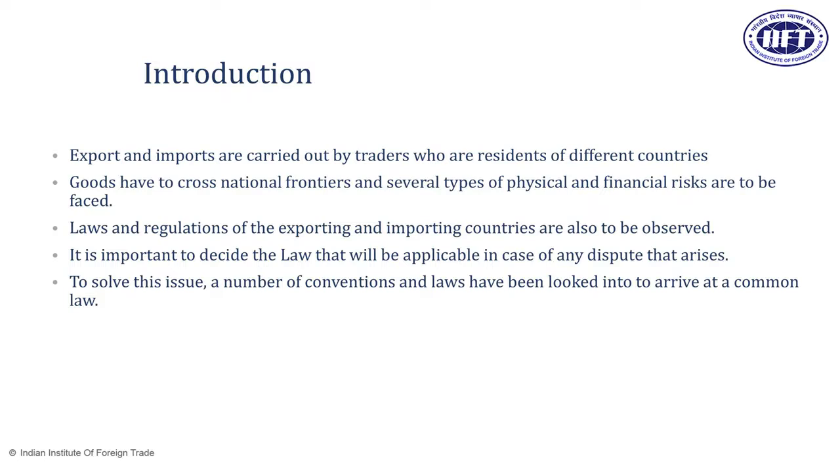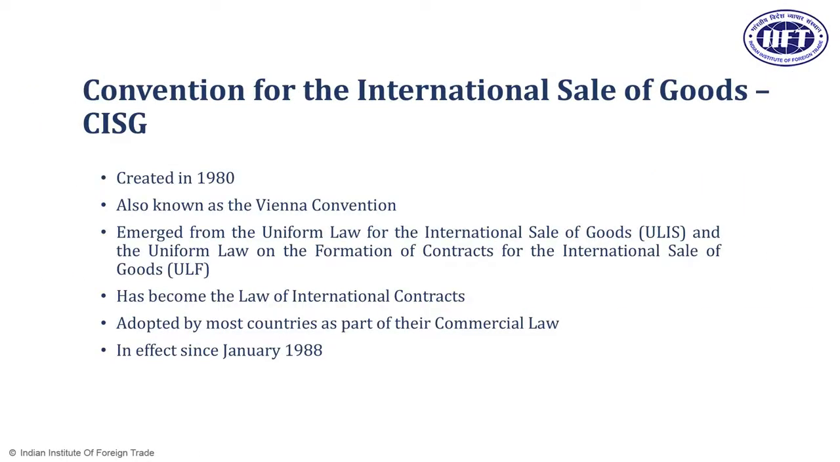Now, in international trade, negotiation being very important, it is not so feasible to have a dispute right in the beginning in terms of which country's law would be applicable. So what has happened is we have a global law which is called the Convention for International Sale of Goods, also commonly known as the Vienna Convention. The Convention for International Sale of Goods was made in 1980 and it became applicable in 1988. Now this convention, this law, is basically a combination of two laws: the Uniform Law for International Formation of Contracts and the Uniform Law for International Sale of Goods.